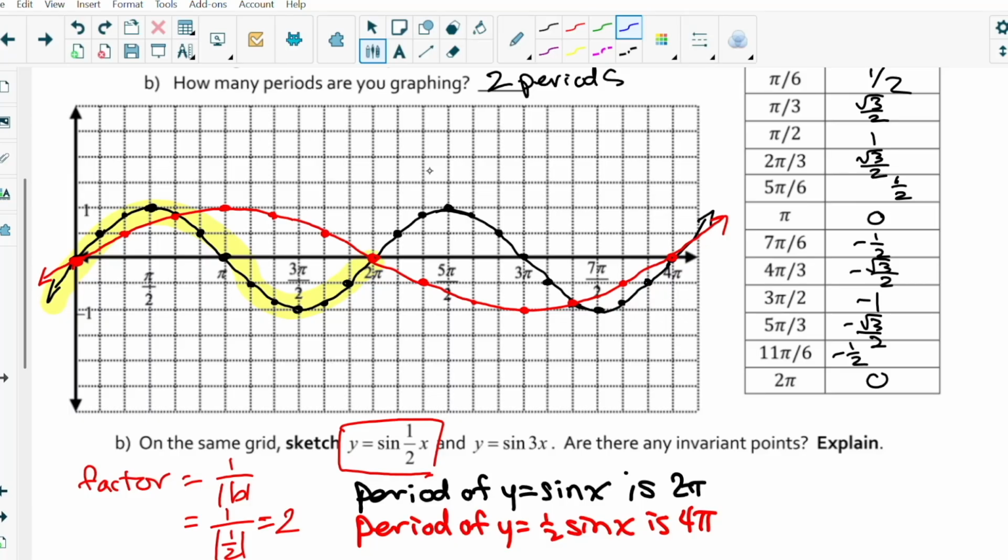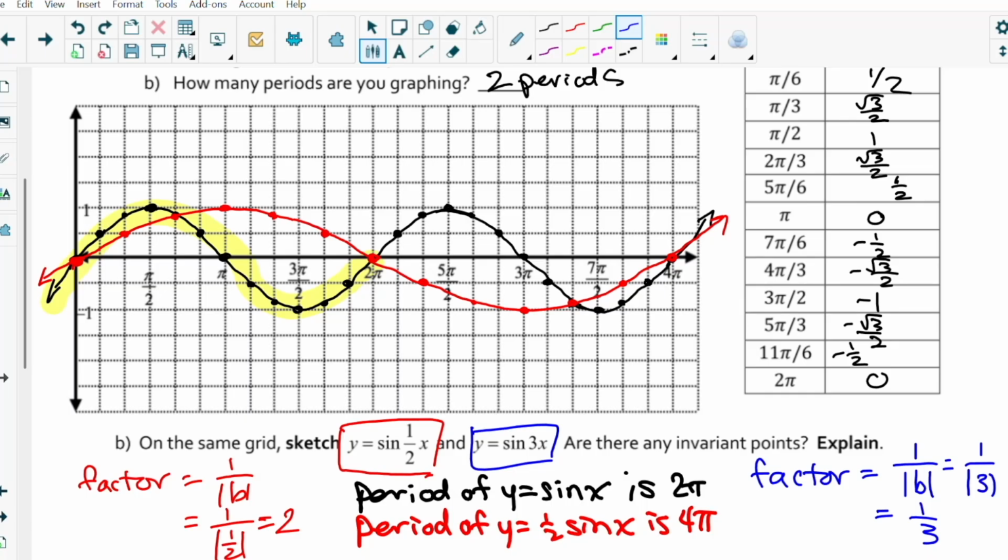Well, then what will we guess happens when we do the blue graph? Okay, for the blue graph, y equals sine of 3x, the factor is equal to 1 over the absolute value of b, which is 1 over absolute value of 3, and that equals 1/3, right? So all the x values of the original sine graph, we're going to multiply by a factor of 1/3. So it's going to compress it by a factor of 1/3 about the y-axis.